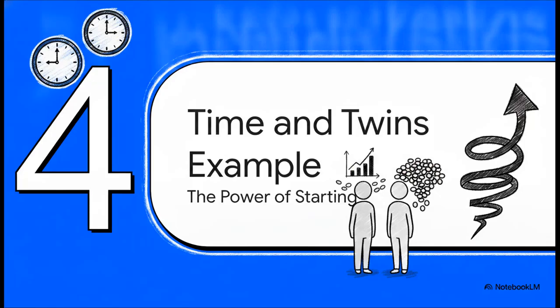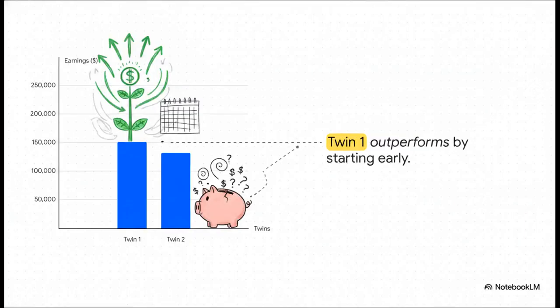To truly understand the importance of time in this formula, we need a bit of a visceral reality check. Section 4. Time and the twin example. All right, imagine this. Twin 1 starts saving at age 20. They put away just $100 a month for 40 years at a 4% interest rate compounded monthly. By the time they hit 65, they have $151,550. Pretty good, right?